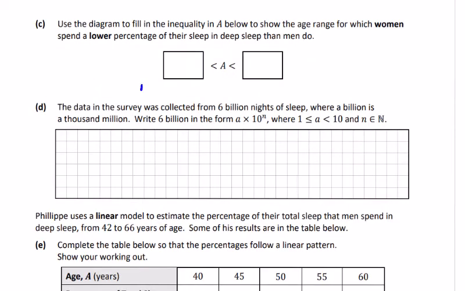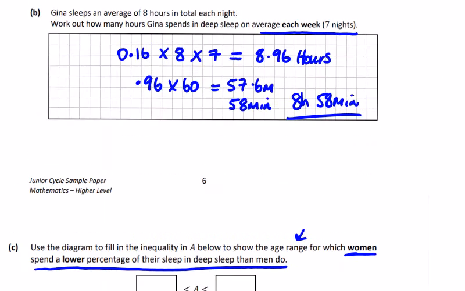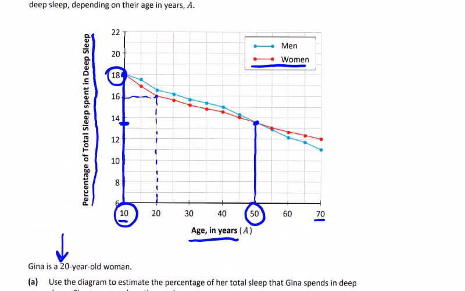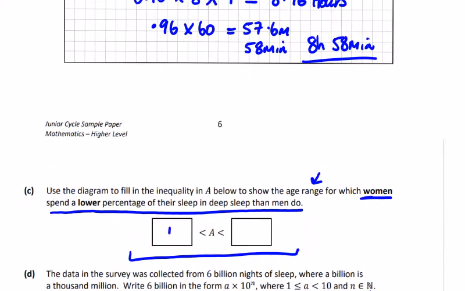Then we're looking at this inequality here. Show the range. So we know we have 2 numbers in here. It's the range for which women spend a lower percentage of their sleep in deep sleep than men do, and we looked at this at the start. Let's have a look here at women. When are they spending time below the men? It was between this age here, 10 and 50. So that's our inequality, between 10 and 50. Straightforward enough.